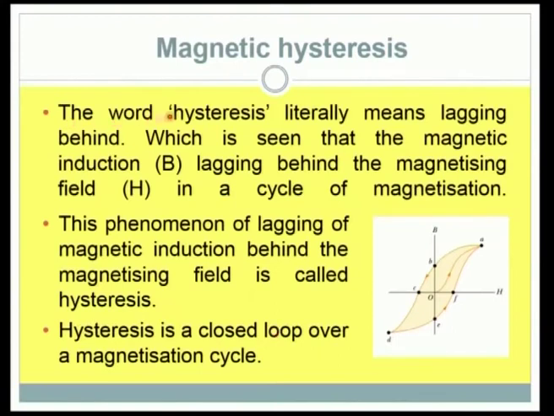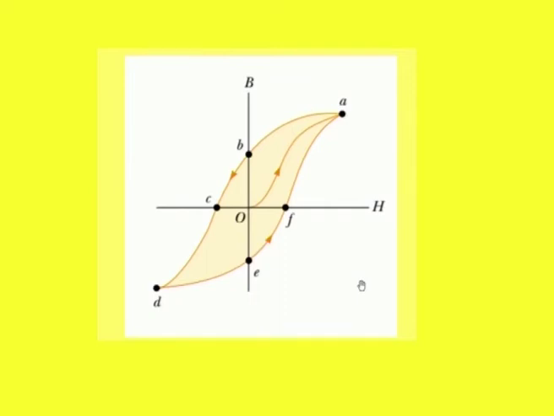The word hysteresis literally means lagging behind, which is seen as the magnetic induction B lagging behind the magnetizing field H in a cycle of magnetization for the ferromagnetic materials. This phenomenon of lagging of magnetic induction behind the magnetizing field is called hysteresis. Hysteresis is a closed loop over a magnetization cycle. Here the diagram is shown.